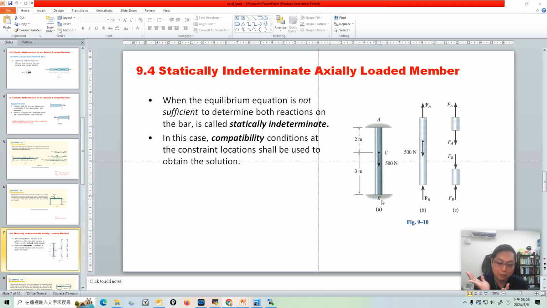So that's it. That's just a very simple statically indeterminate problem in an axial load member. Why is it called statically indeterminate? In such a problem, after you use rigid body equilibrium, you will find you don't have enough equations to solve all the unknowns. Then you need to find another equation to solve the problem, and the name we give this equation is the so-called compatibility equation.